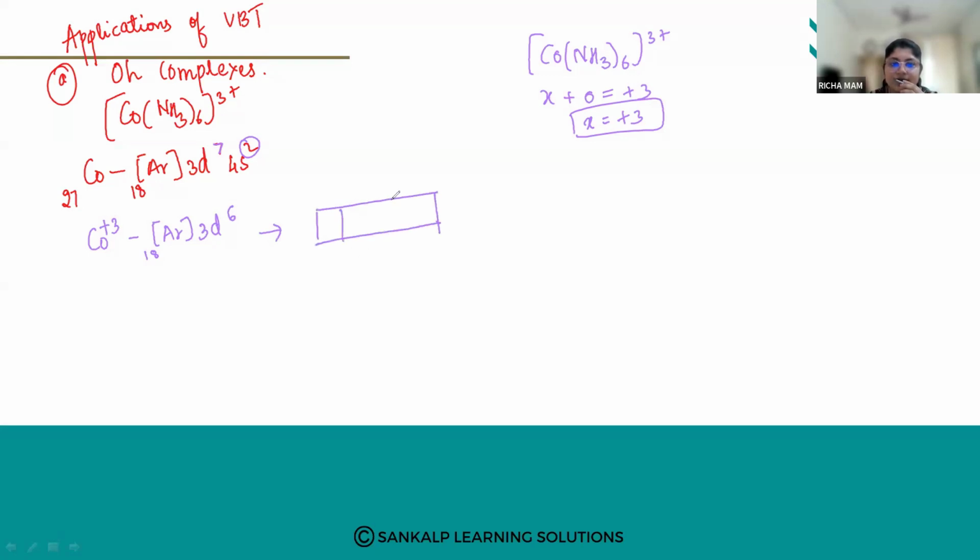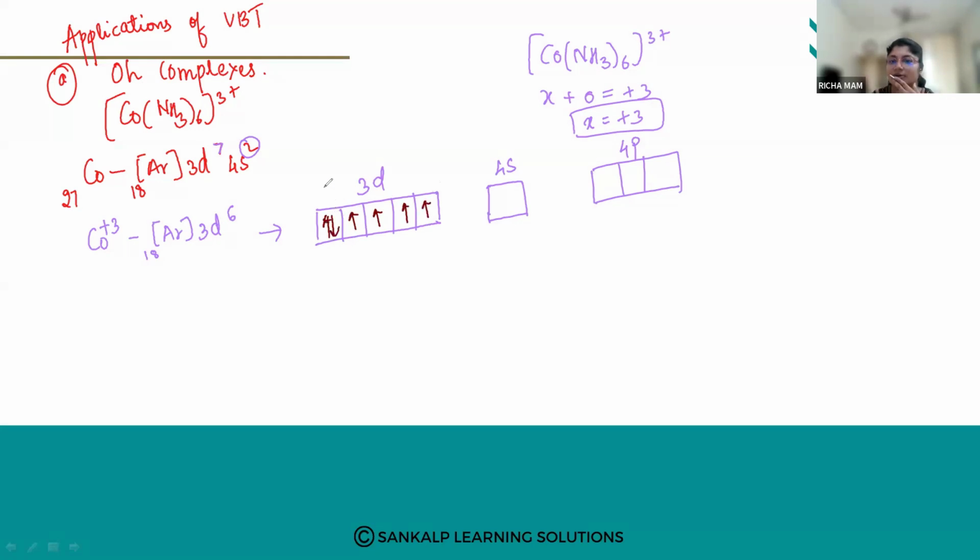So 3d6. So 1, 2, 3, 4, 5 orbitals, right? So it has 5 d orbitals. After the 3d will be your 4s orbital, and next we are going to use the 4p orbital. So this is the way you have to write. Now fill up the electrons. So 6 electrons are there: 1, 2, 3, 4, 5, and 6.